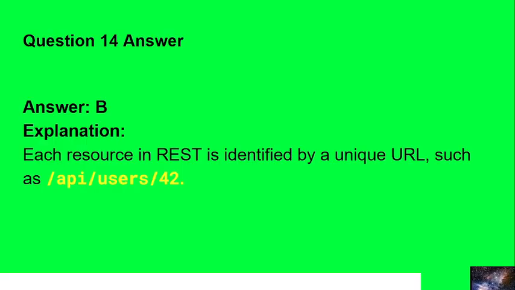Each resource in REST is identified by a unique URL. It's called Uniform Resource Locator, URL, such as /api/user/42. So that points to user ID 42.